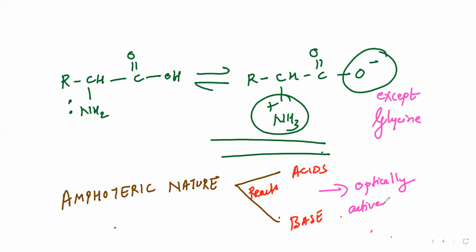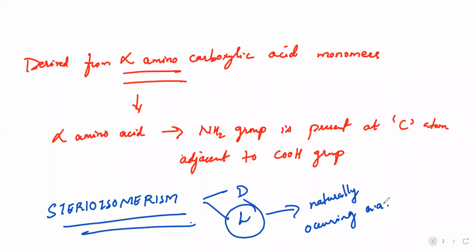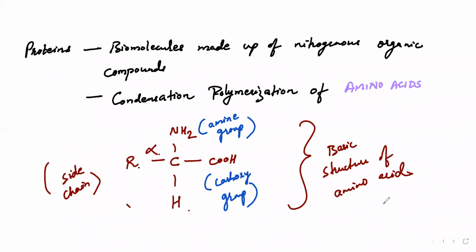They will be having the alpha carbon, which is asymmetric. And asymmetric meaning what? Four different groups are attached to the carbon atom. It's called as asymmetric. Okay. So this is a very important point. That is, what do you mean by a zwitterion?